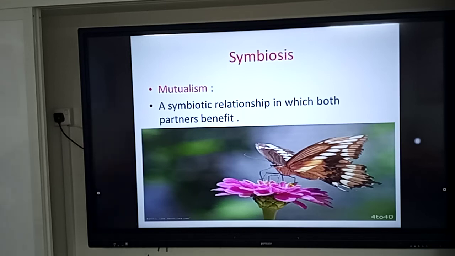The butterfly or bees, for example, take nectar from the flowers, and the flowers are getting pollinated by moving the pollen from one flower to another. Okay, so both organisms get benefit from this relationship.